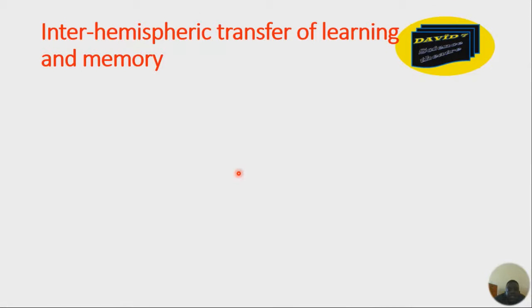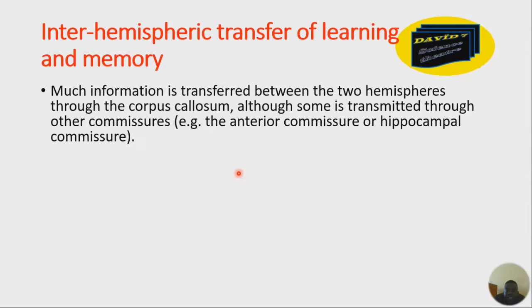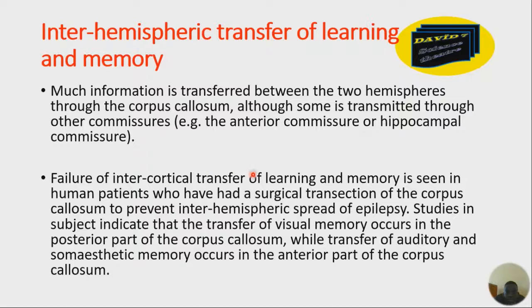So let's talk about interhemispheric transfer of learning and memory between two hemispheres. Much information is transferred between the two hemispheres through the corpus callosum, although some is transferred through other commissures like anterior or posterior or hippocampal commissure. So failure of interhemispheric transfer of learning and memory is seen in human patients who have had surgical transection of corpus callosum to prevent interhemispheric spread of epilepsy. So when they are preventing epilepsy, they transect the corpus callosum. So here we see failure of interhemispheric transfer of learning and memory.